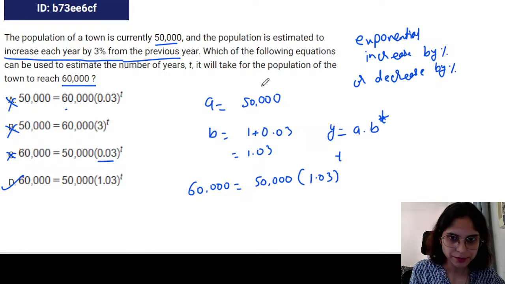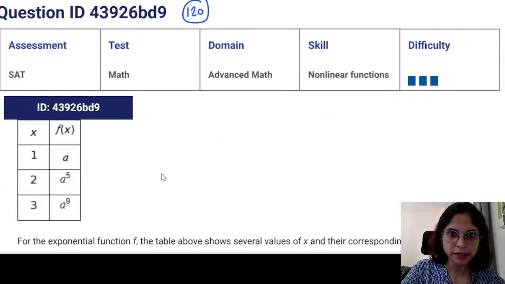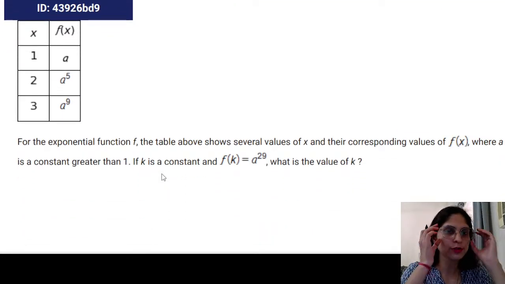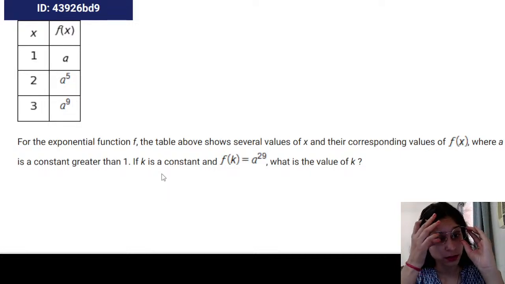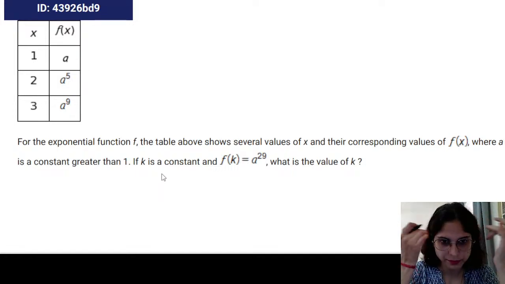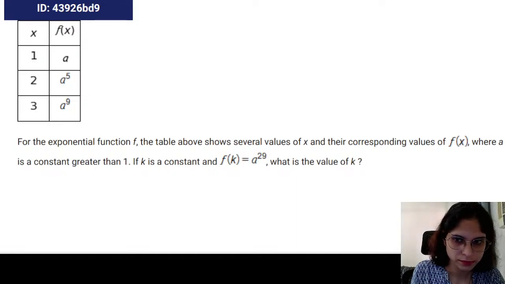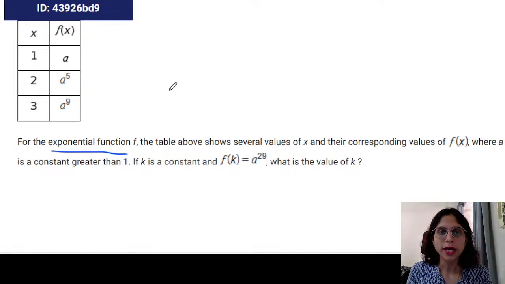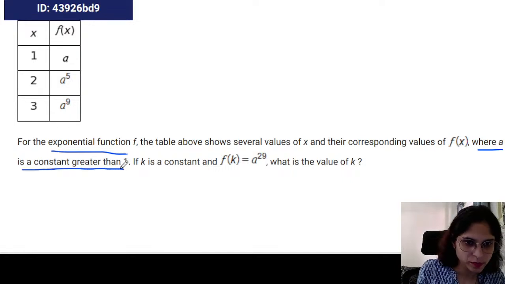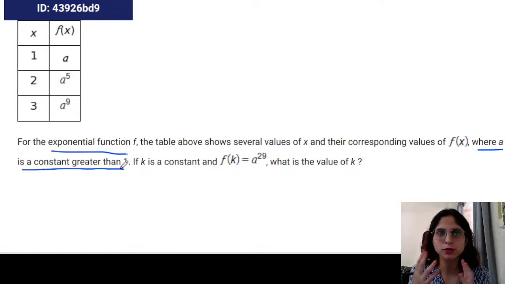116, next is 120. So if you're not getting anything, then like I told you, you can just put in the points and then get your answer. Yeah, this one is also f of k is a to the power 29. What is the value of k? This is an exponential function. So what I would suggest: a is a constant greater than 1, right? Take a equal to 2, take a equal to 3, anything.